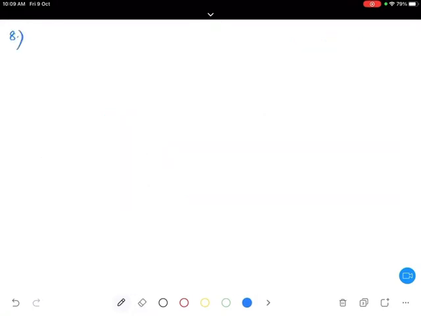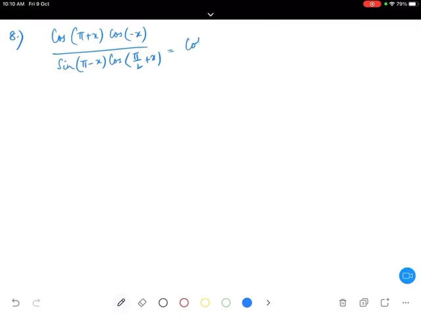Question number 8. So what we have in here is cos(pi plus x) cos(minus x) divided by sin(pi minus x) cos(pi by 2 plus x) is equal to cot square x. So we have to prove this thing. So first thing, can anybody tell me what is cos(pi plus x)? What is the value of cos(pi plus x)?